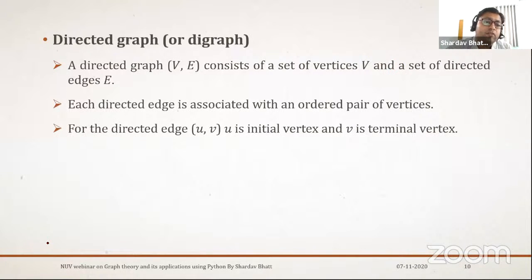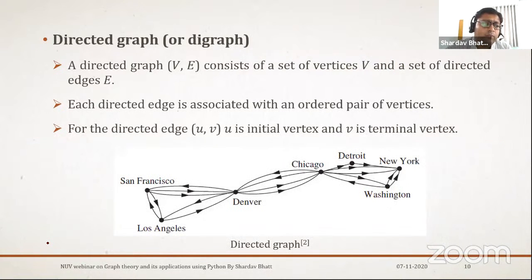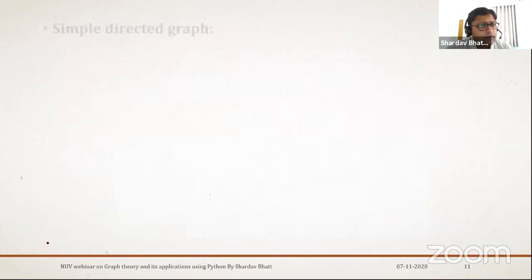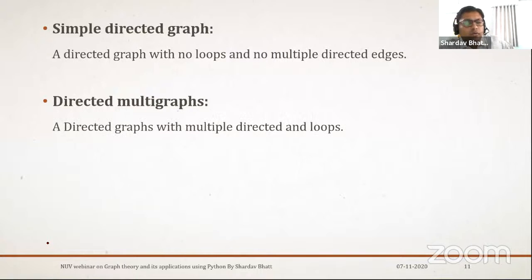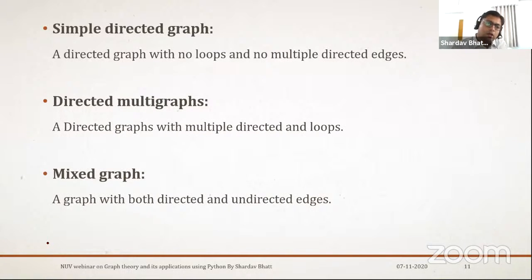Now in a directed graph also, it is possible to have multiple edges as well as loops. Therefore we have the multiple directed graph. A simple directed graph is nothing but simple edges with direction. A directed multigraph means there are more than one edge between two vertices, and a mixed graph means a graph which is both directed and undirected is called a mixed graph.